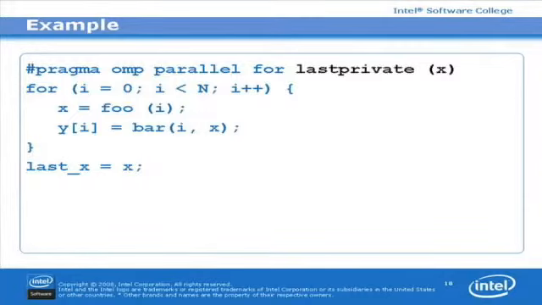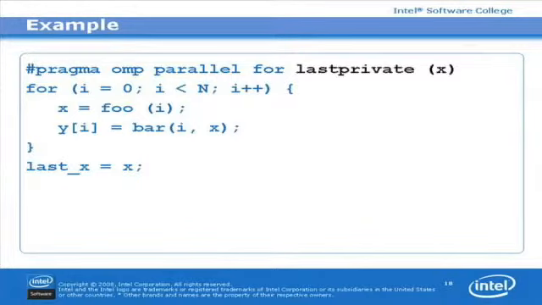If you look at the last line of this example, which is outside of the parallel region, we're taking the last computed value of x and assigning it into a variable that is external to that parallel region, in this case last_x. So we must use the lastprivate clause to make sure that each thread gets its own copy of the variable x to be used as a temporary work variable, but then we also want to make sure that that last assigned value of x is allowed to exit the parallel region and be used external to it.